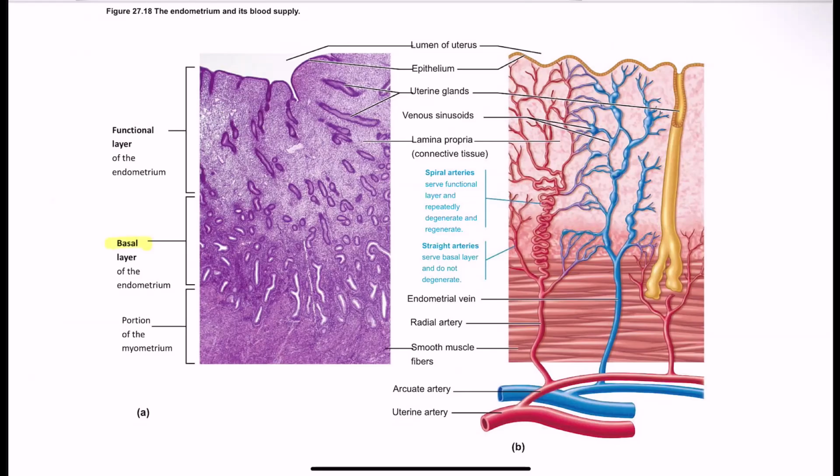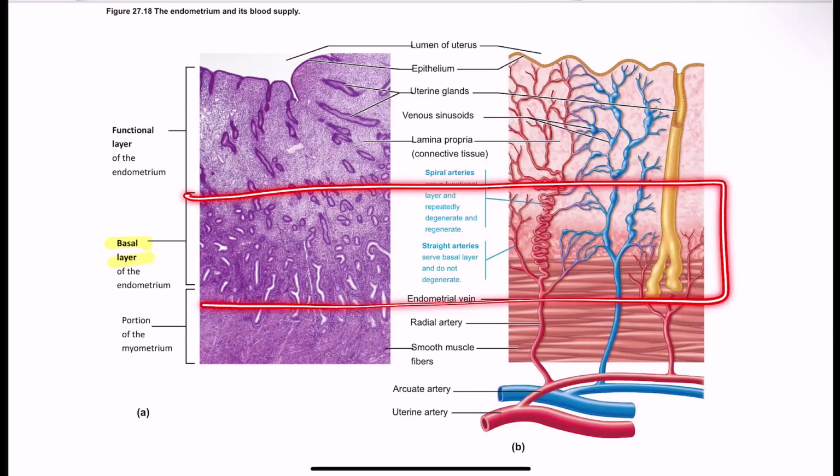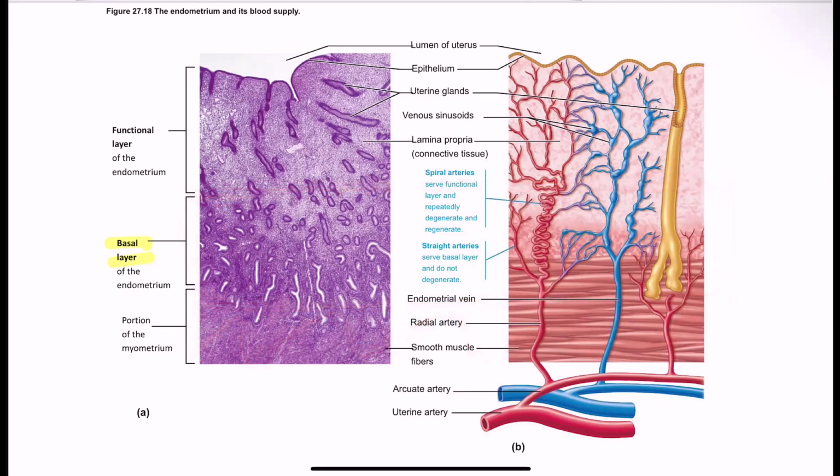We have the basal layer of the endometrium. The basal layer is always present. So the basal layer is always here. And then, of course, underlying is the myometrium, that muscle layer. But we need to build up that endometrium as part of preparing for fertilization, right? And that layer is called the functional layer of the endometrium.